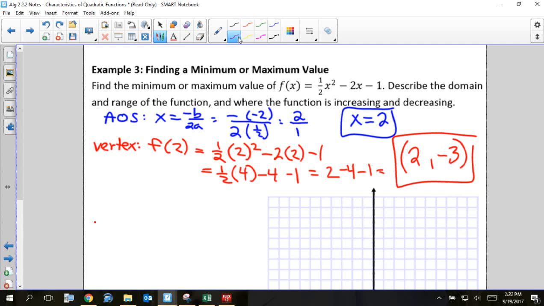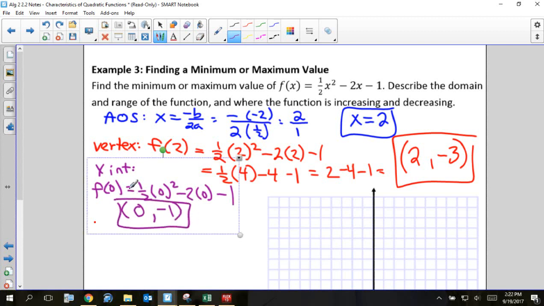Now, some of us forgot the next step, but what should we do next? Hayden? Let's find the y-intercept. How do we find the y-intercept? Plug in 0 for x. So we do f of 0. So 1/2, 0 squared minus 2 times 0 minus 1. So that's the y-intercept. What do we get? 0, comma, negative 1.